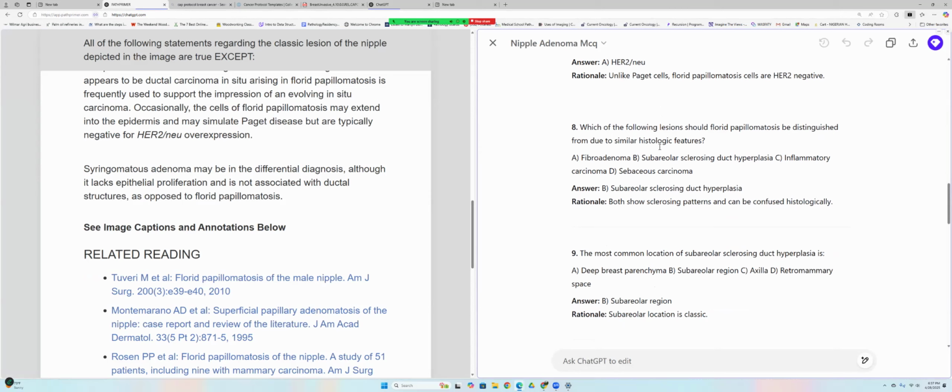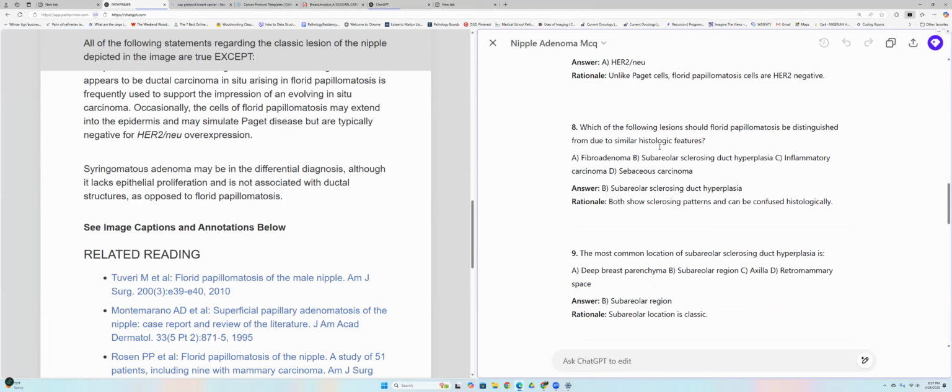So that will help you differentiate it from the condition. Which of the following lesions should florid papillomatosis be distinguished from due to similar histologic features?